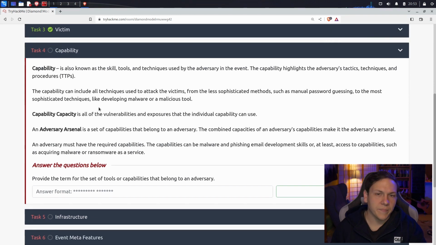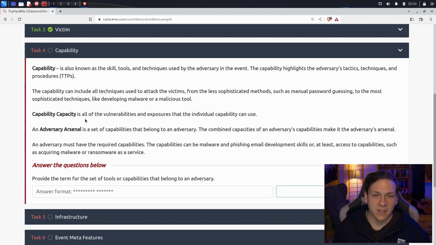Capability. Capability is also known as the skills, tools, and techniques used by the adversary in the event. The capability highlights the adversary's tactics, techniques, and procedures, or TTPs. The capability can include all techniques used to attack the victims, from the less sophisticated methods, such as manual password guessing, to the most sophisticated techniques, like developing malware or a malicious tool.